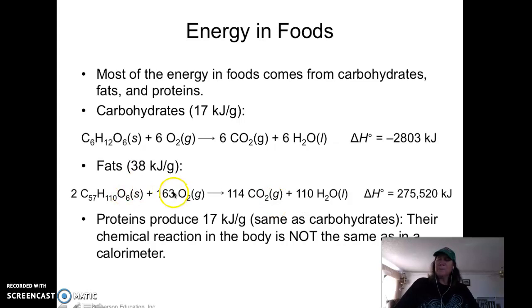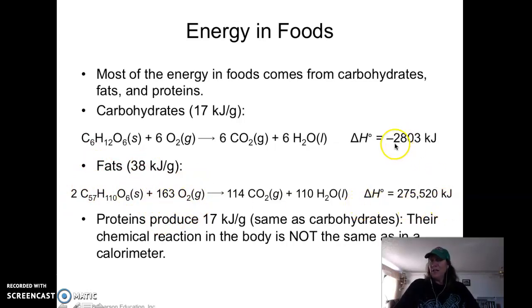So here we go. It's a combustion reaction on steroids, I guess. But anyway, the thing I wanted to show you is here it takes 6 moles of oxygen. So it's really not hard to burn carbohydrates. Here it takes 163 moles of oxygen. So we can burn our fats. We get a lot more energy from them.